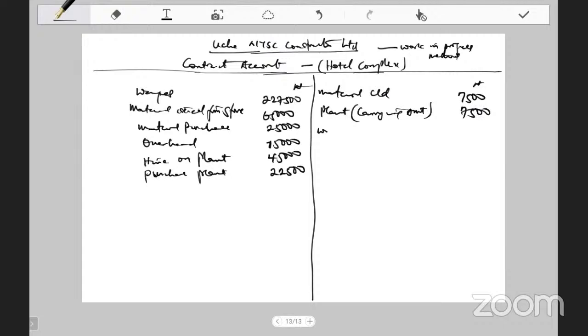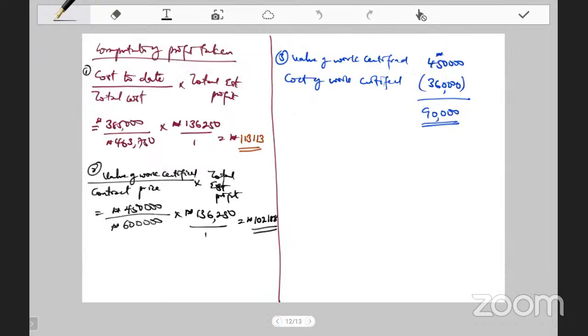We just come to work certified by the architect. So how much was the amount that the architect says is entitled to? 450,000. Then you just come here and go to the profit taking. In this profit taking, let's go back to where we look at this method. We are not going to consider this third one because it is just a simple balancing figure. So we are going to look at this. Which one is the lower of the two values?